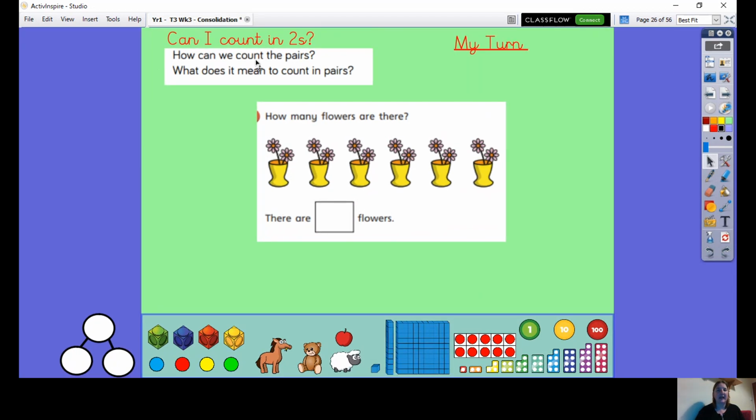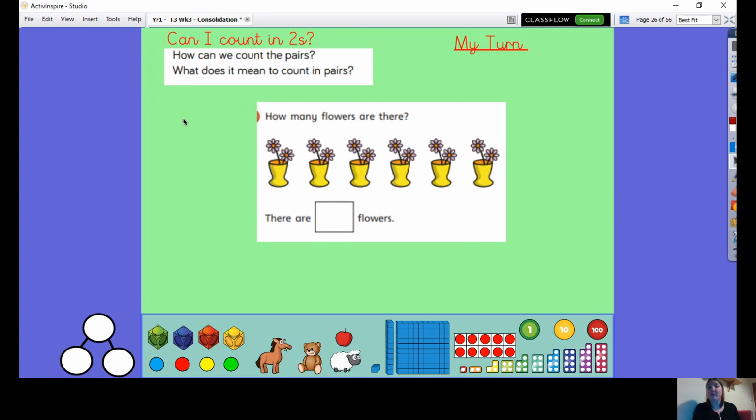Okay, so I'm going to count. So how can we count the pairs? What does it mean to count in pairs? So what does pairs mean? Pairs can mean, it's not the fruit pear, that's a different spelling. We're not talking about that. We're talking about pairs. When you talk about pairs, you talk of two of something.